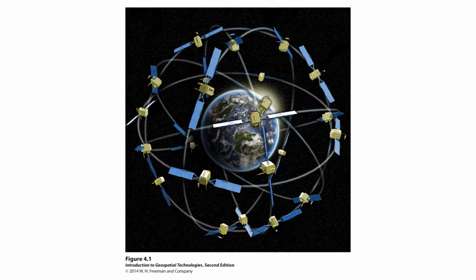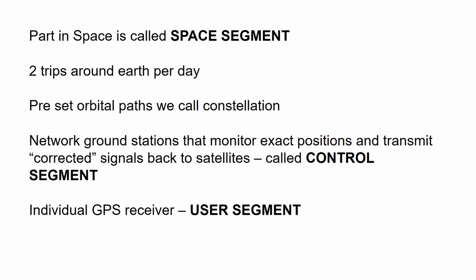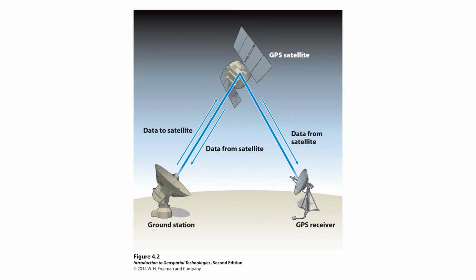They all work off of a constellation of satellites. This part, the satellites in space, is called the space segment. They typically make 2 trips a day, on preset orbital paths. The network of ground stations that monitor these positions and transmit corrections back are called the control segment, and then the individual person with a GPS receiver, or a GNSS receiver if you will, is considered the user segment. Works kind of like this: ground station, satellite, information transmitted back and forth.